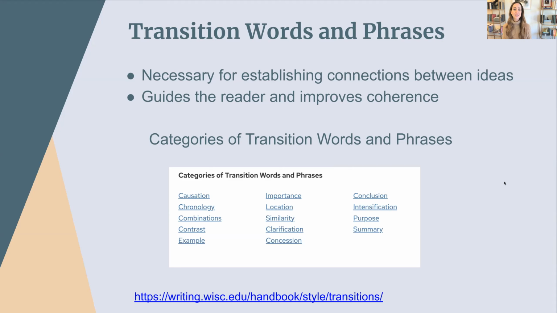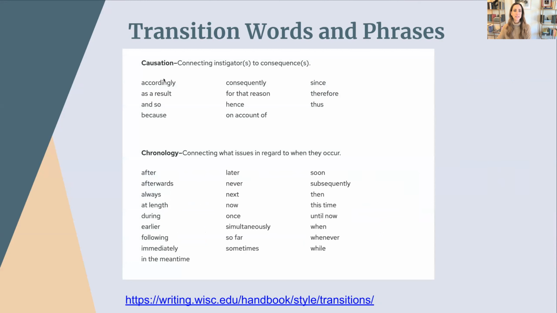And there are implications of using these words and phrases in your writing, just like there are with signal phrases and reporting verbs. I'm just going to go through a few examples here. Causation is an important connection that you might want to make, and there are specific transition words and phrases you can use to indicate causation. And like I said earlier, one aspect of this is just getting through the writing.